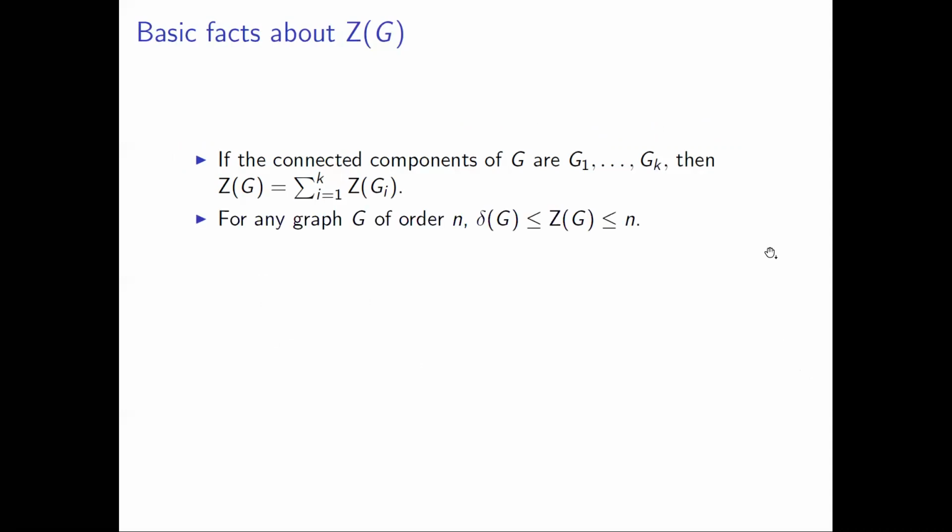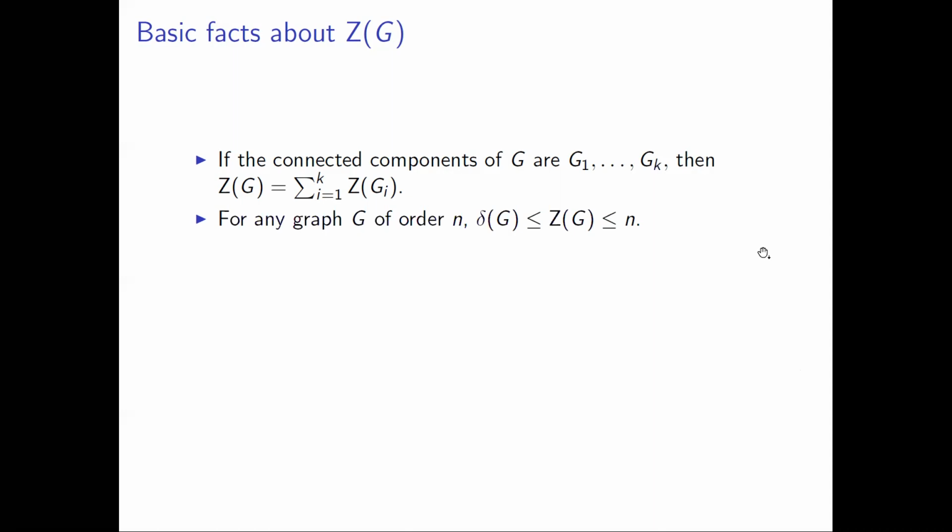Here's a simple inequality for the zero forcing number. The minimum degree of the graph is less than or equal to the zero forcing number is less than or equal to the order of the graph. For the right side of the inequality, we can see that just by coloring every vertex blue initially, and then the process is already finished.